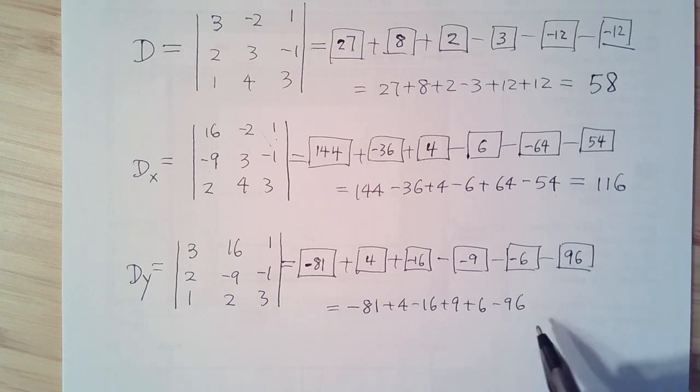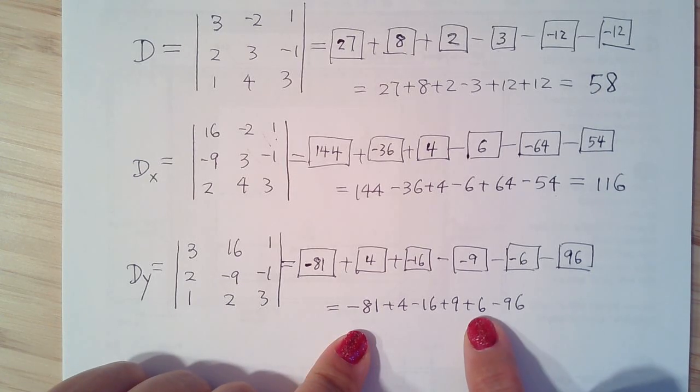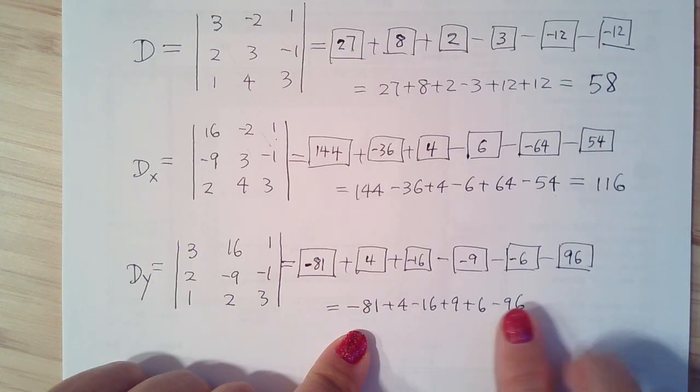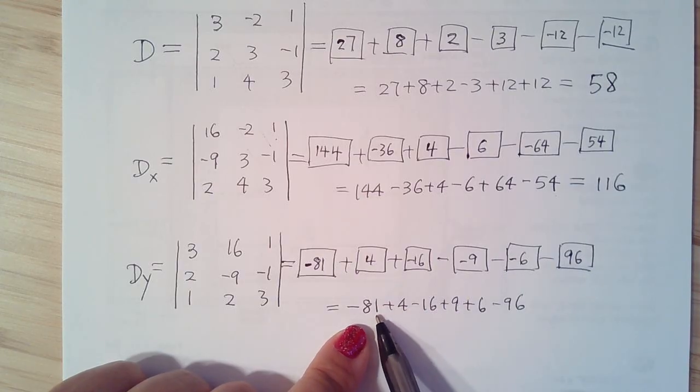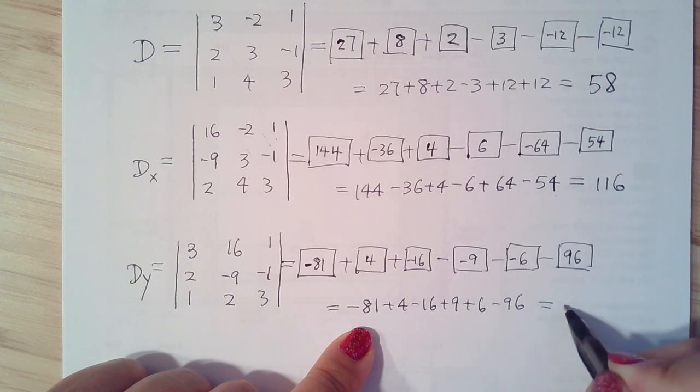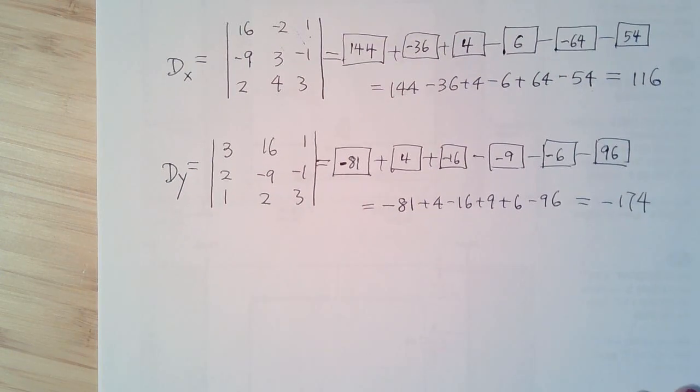This is my dy. Looking at it, positive 6 and negative 96 gives negative 90, and with the other negative 10, I get negative 100. Then 4 and 3 make 7, and I'm doing things in my head, so negative 81 and 7 gives negative 74. So that answer is negative 174. And then dz.